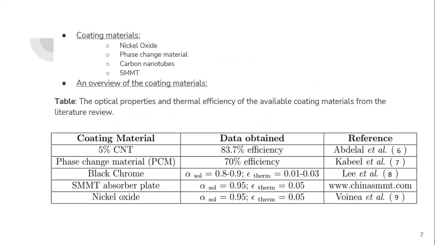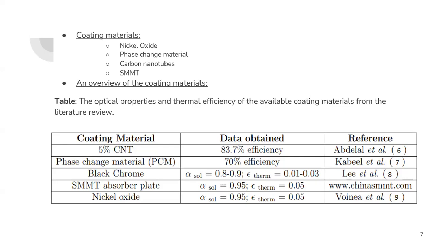Thank you, Nahin. I will carry out the next phases. The most important thing for our absorber plate was the coating materials, to choose the exact perfect material for higher efficiency. As we have gone through the literature reviews, we found some prospective materials, as you can see: nickel oxide, phase change material, or PCM, carbon nanotubes, and another one, SMMT. It's an industrial product, and it can be directly used as an absorber plate.